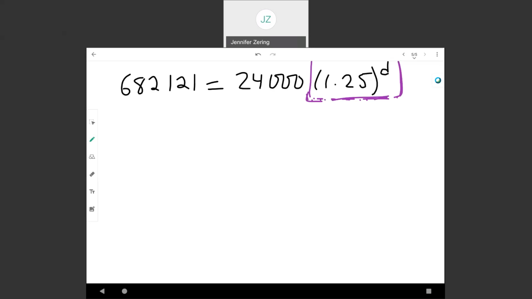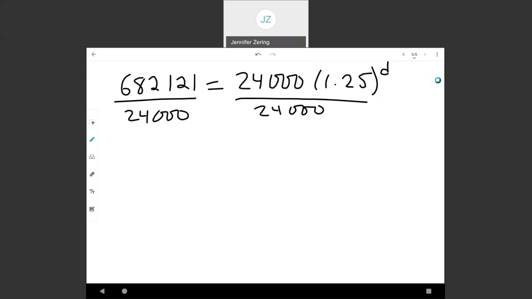So I want to get the 1.25 raised to the d power alone. So I'm going to divide by 24,000 on both sides. So I make that division. I'm going to round to 2 decimal places here. 682,121 divided by 24,000 on the left here, rounded to 2 decimal places, gives me 28.42. On the right side of my equation, I have a cancellation happening with those 24,000s. So all I'm left with is 1.25 raised to the d power.